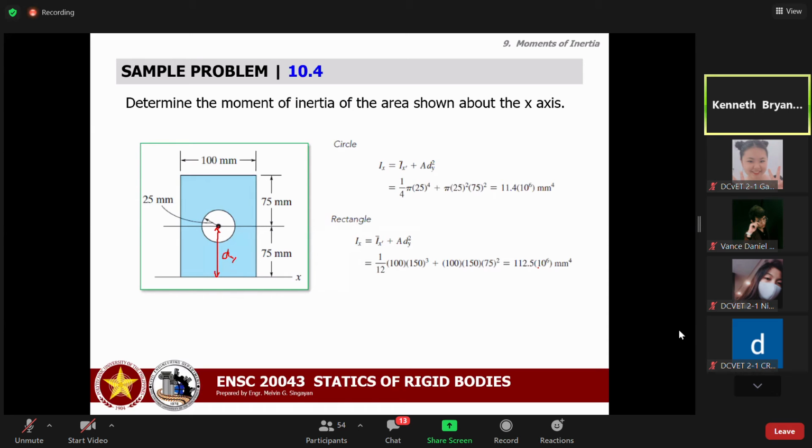Then, to solve for Ix, sorry, your Ix. It's the sum of the moment of inertia of the circle and the rectangle. But take note, since the circle is a circular hole, you need to subtract it. So Ix is equal to negative 11.4 times 10 to the 6 plus 112.5 times 10 to the 6. And the sum is 101 times 10 to the 6 millimeters to the fourth, and that's the value of Ix.